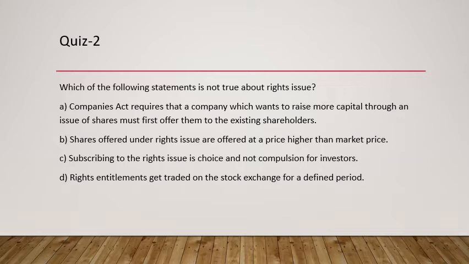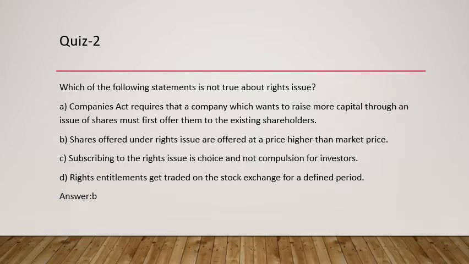Subscribing to the rights issue is a choice and not a compulsion for investors, which is option C, again right, because rights is a voluntary corporate action. It's not a mandatory corporate action. Rights entitlement gets traded on the stock exchange for a defined period, which is also right. So what is not correct is now very obvious. Shares offered under rights issue are offered at a price higher than the market price. If they're offered at a price higher than the market price, obviously investors will prefer to buy it from the market. So the answer is B here.